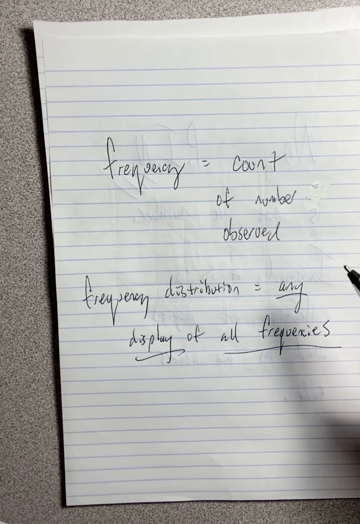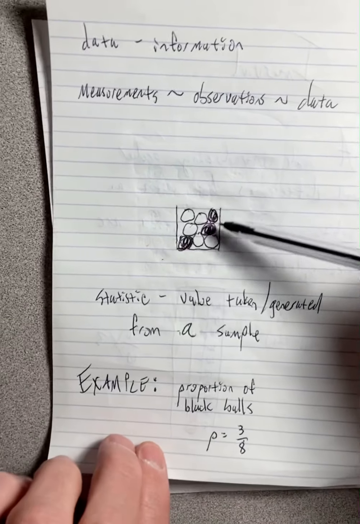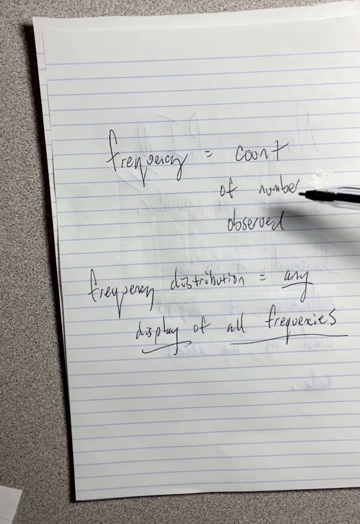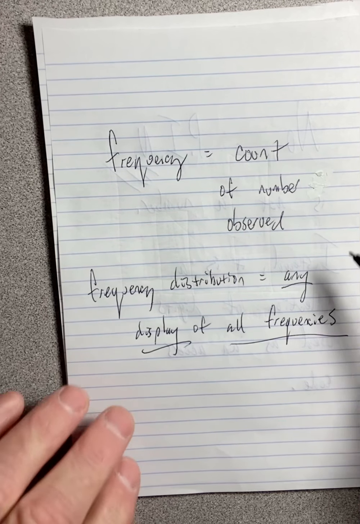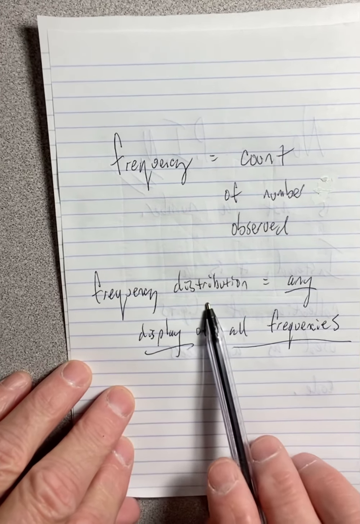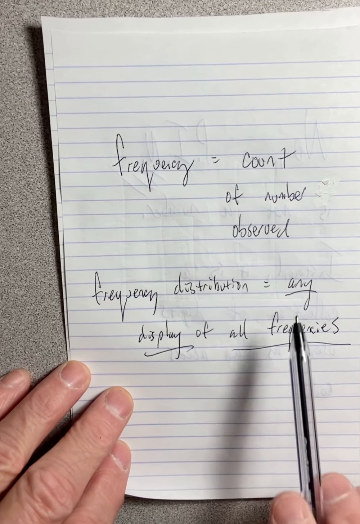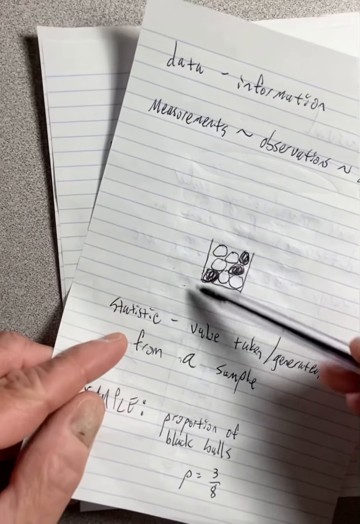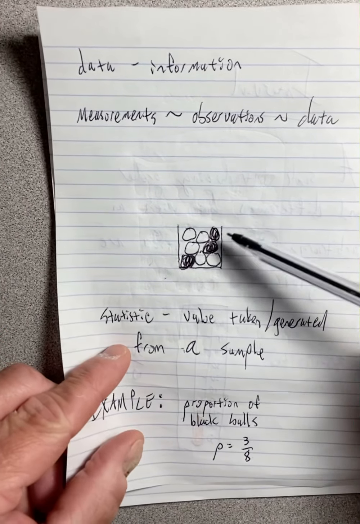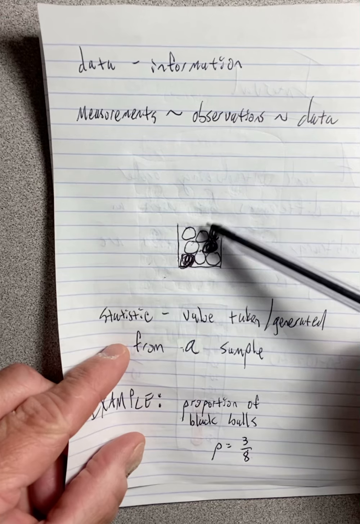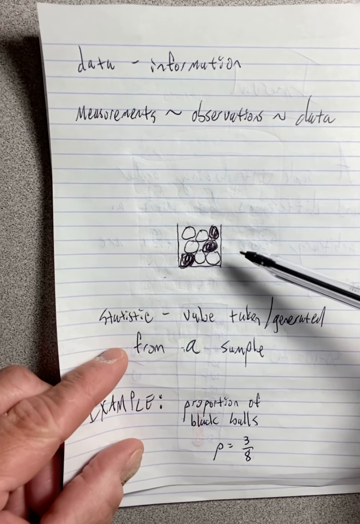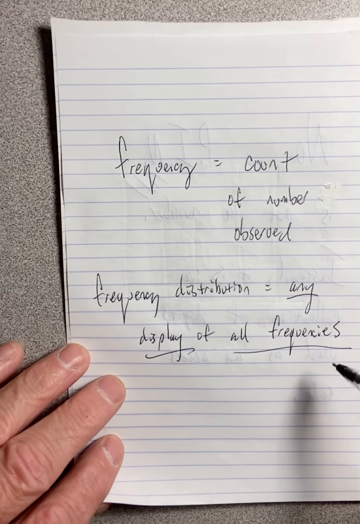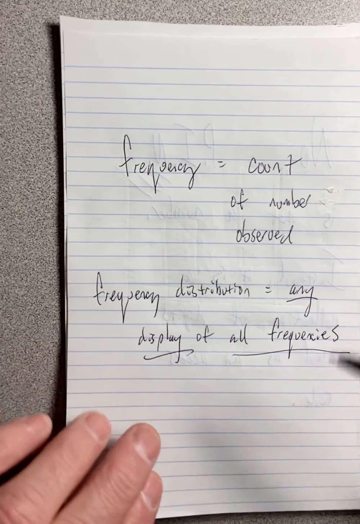Another statistic would be a count, when like the black showed up 3 times. So 3 is called the frequency, the count of the number observed. And we're going to look at a lot of frequency distributions this semester, and that's any kind of display whatsoever. In fact, this one even counts. This display counts as a frequency distribution because you can see here that there's 3 out of 8 that are black and 5 out of 8 that are white. So any kind of display at all that shows all the frequencies of whatever you're studying is a frequency distribution.